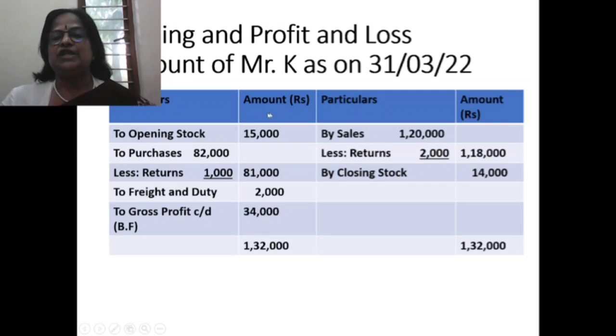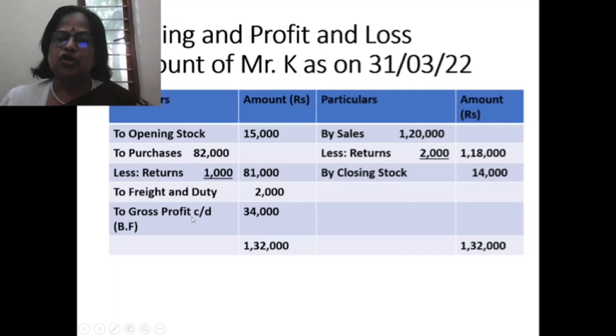So, trading and profit and loss account of Mr. K as on 31/3/22. Opening stock 15,000, to purchases 82,000, less returns 1,000, outer column 81,000, to freight and duty 2,000, to gross profit carried down, that is the balancing figure, 34,000, because the credit side is higher. The total is 1,32,000. By sales 1,20,000, less returns 2,000, 1,18,000 in the outer column. By closing stock 14,000. So the total of the trading account is 1,32,000.